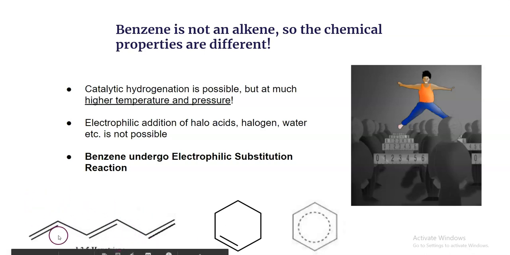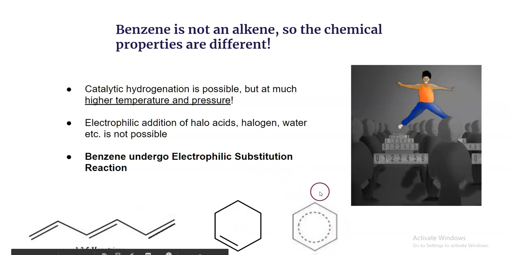This is a linear alkene, 1,3,5-hexatriene. This is a cyclic alkene, cyclohexene, and this is benzene. Now, catalytic hydrogenation is possible, but at much higher temperature and pressure. Remember, we did catalytic hydrogenation of alkene. You need a little bit of higher temperature, around 150 to 200 degrees Celsius, but the amount of pressure required is not as much. I think around 15 to 20 psi of pressure is enough to undergo the catalytic hydrogenation in alkenes and cycloalkenes.